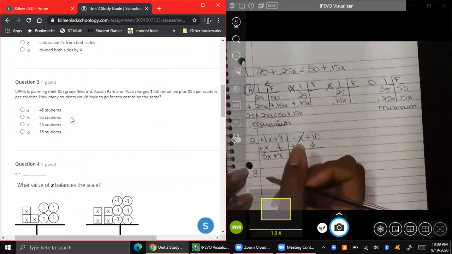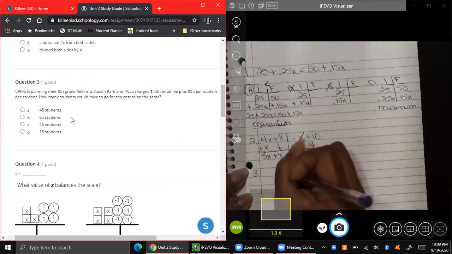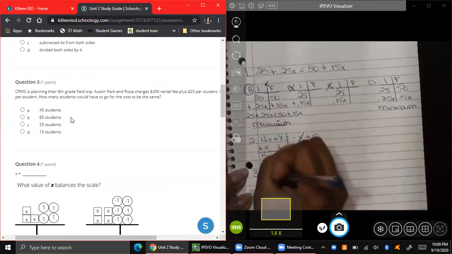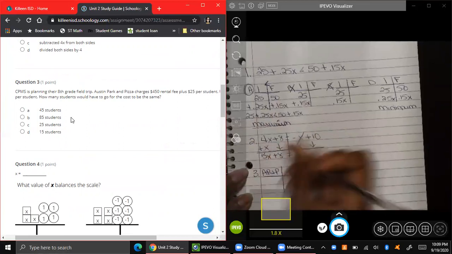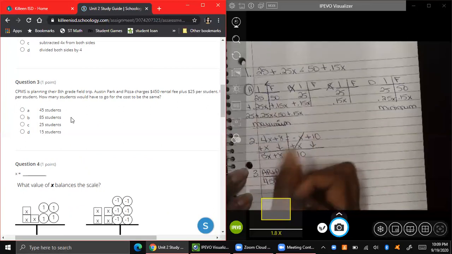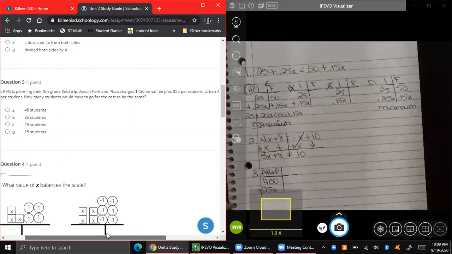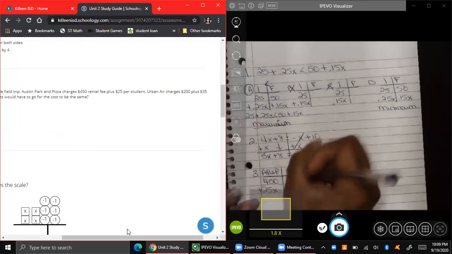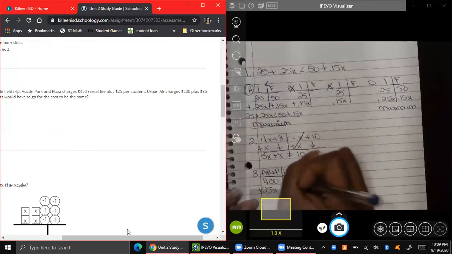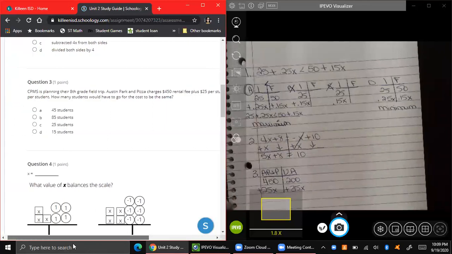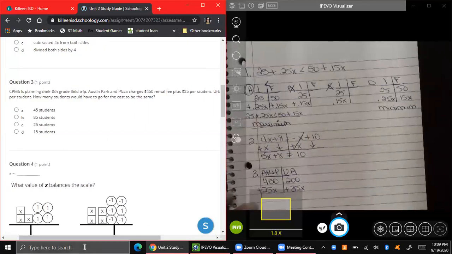Number 3 says CPMS is planning their 8th grade field trip. Let me go ahead and start creating my T-chart because I see it's a word problem. So it says that they can go to Austin Park and Pizza, and it's going to be $450 for the rental plus 25x per student. So per student gets the variable. Or they can go to Urban Air, which charges $200 for the rental plus 35 per student. How many students would have to go for the cost to be the same?